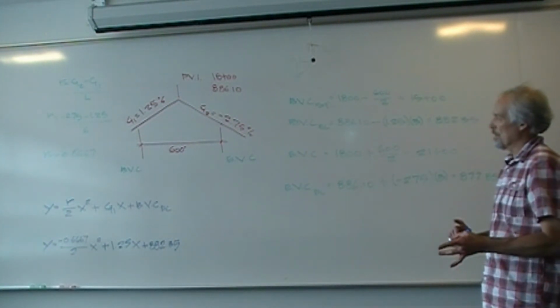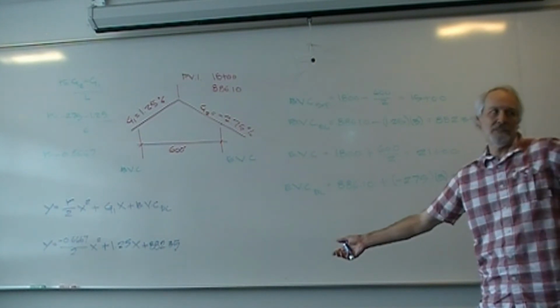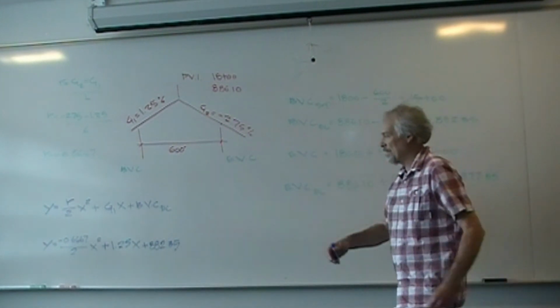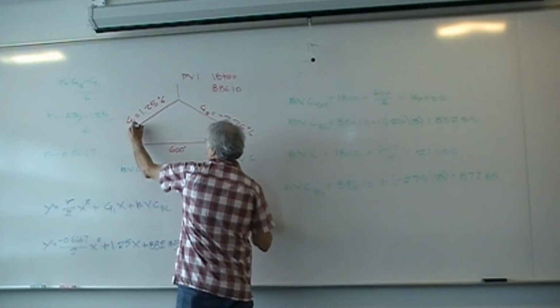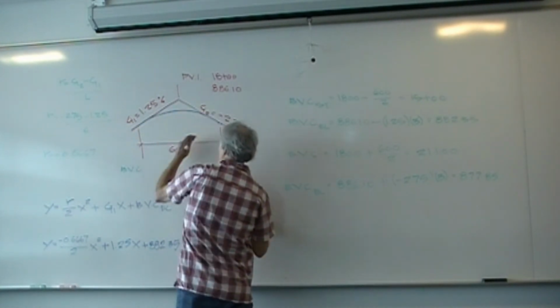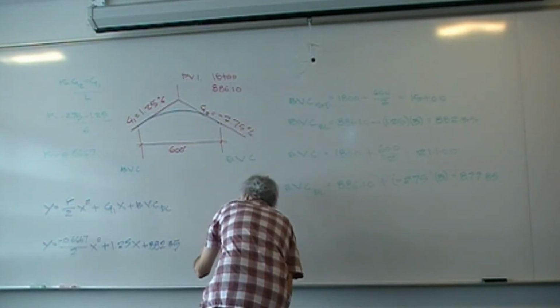So there's my equation of the parabola. Now this equation is good for any parabola from negative infinity to positive infinity in x, but this parabola is only good for the range over which we're looking at it, which is between here and here. So if you want to say, this is nice to look at.